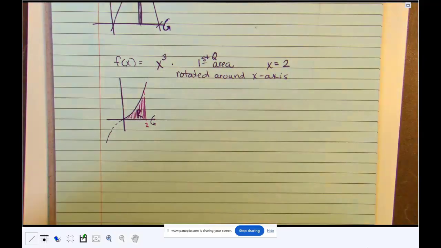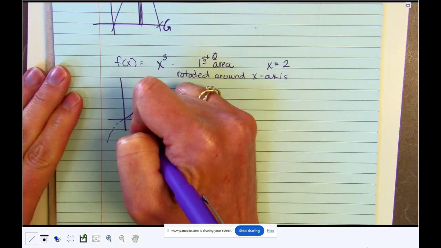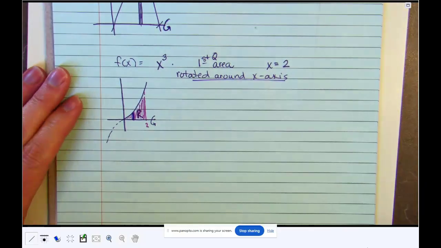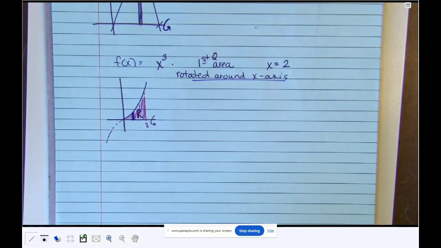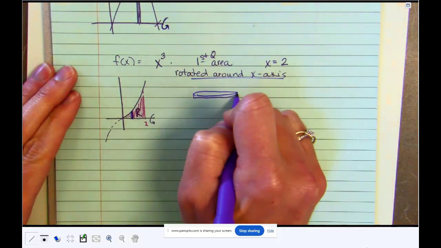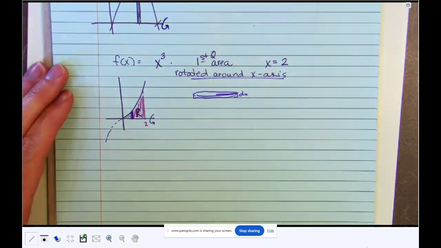So when you think about this, there's your slice. We're rotating it around the x-axis. It will be a cylinder. Anytime you see that rotation, it's going to be a cylinder. So cylinder, dx is the height. What's the radius? X cubed.